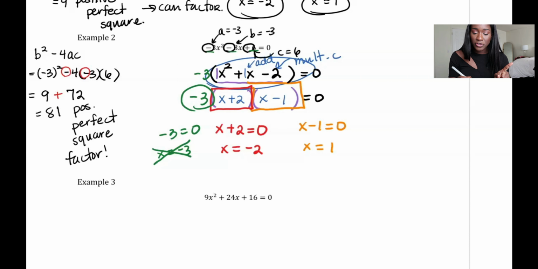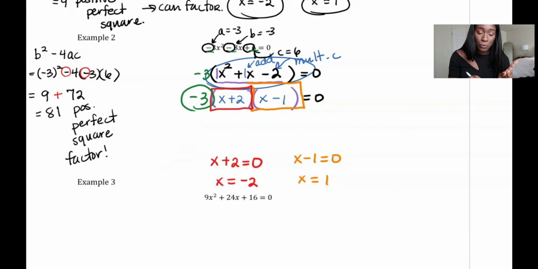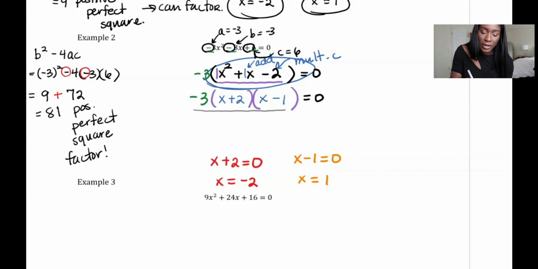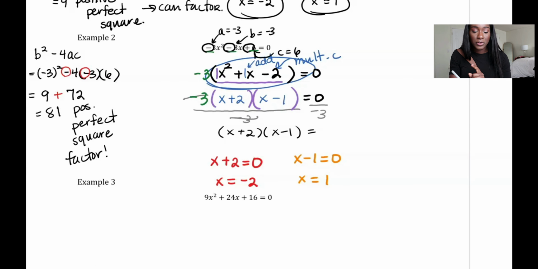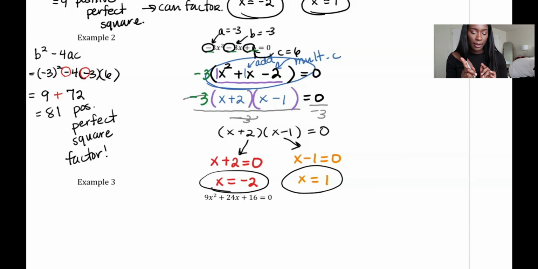And if it bothers you seeing that negative 3 out in the front, what you could do from this point is go through this equation and divide both sides by negative 3 so that it will cancel out. And it will leave you x plus 2, x minus 1 equals 0 over negative 3, which is still 0. And you're still going to get the exact same 2 solutions that we had before. So that wraps up example 2.